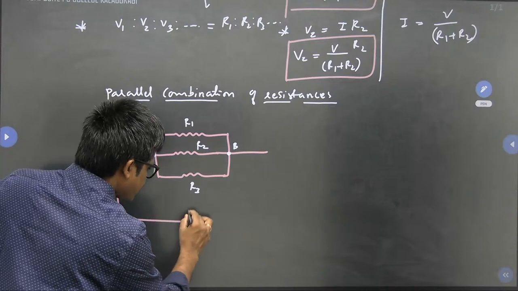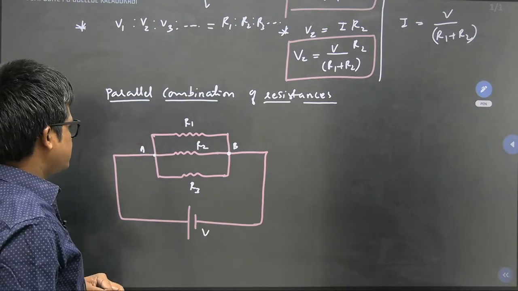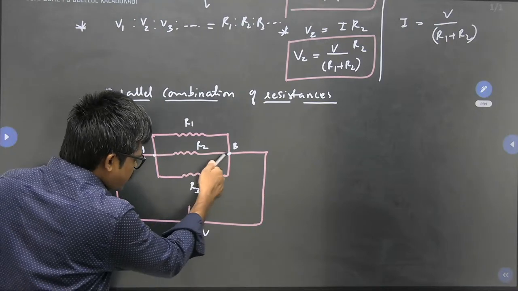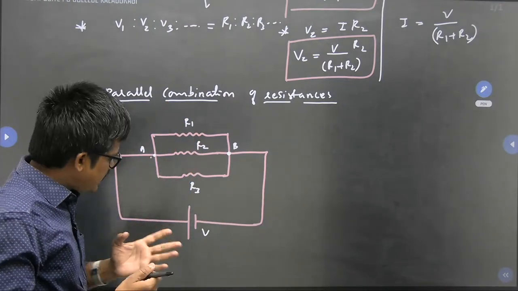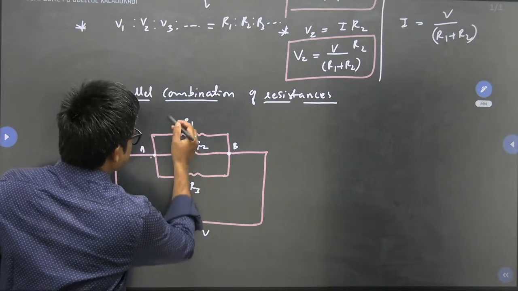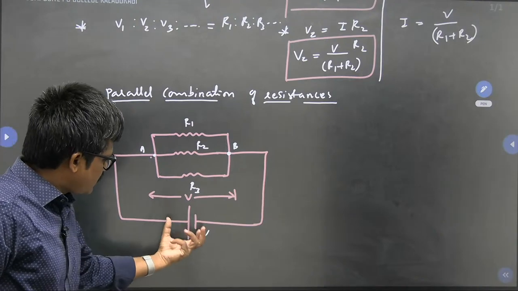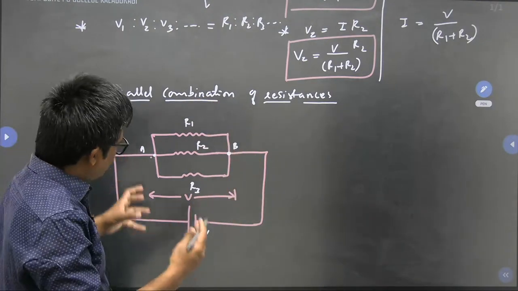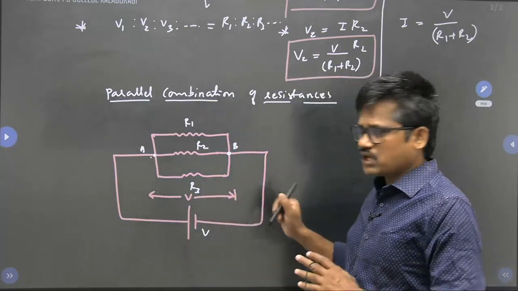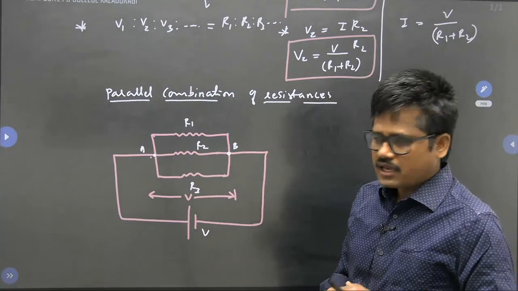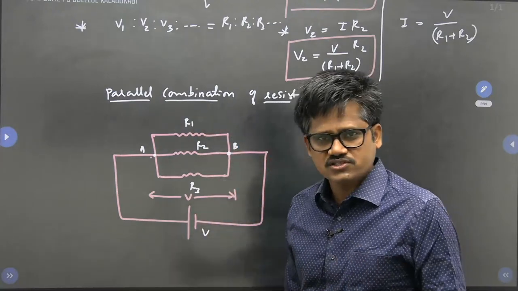Now, if I connect it to a source, a voltage supply, V volt it is supplying, right? Since these resistors are connected between two common points, A and B are common to R1, A and B are common to R2, A and B are common to R3. Then whatever voltage drop between A and B will be V. Voltage drop between A and B is V volt. Whatever supply voltage is there, that will drop between A and B, and that voltage is common to R1, R2, and R3. So the voltage supplied will fully drop across AB, and that AB voltage will be common to R1, R2, R3. What I mean is, potential difference across each resistance remains the same in a parallel combination.